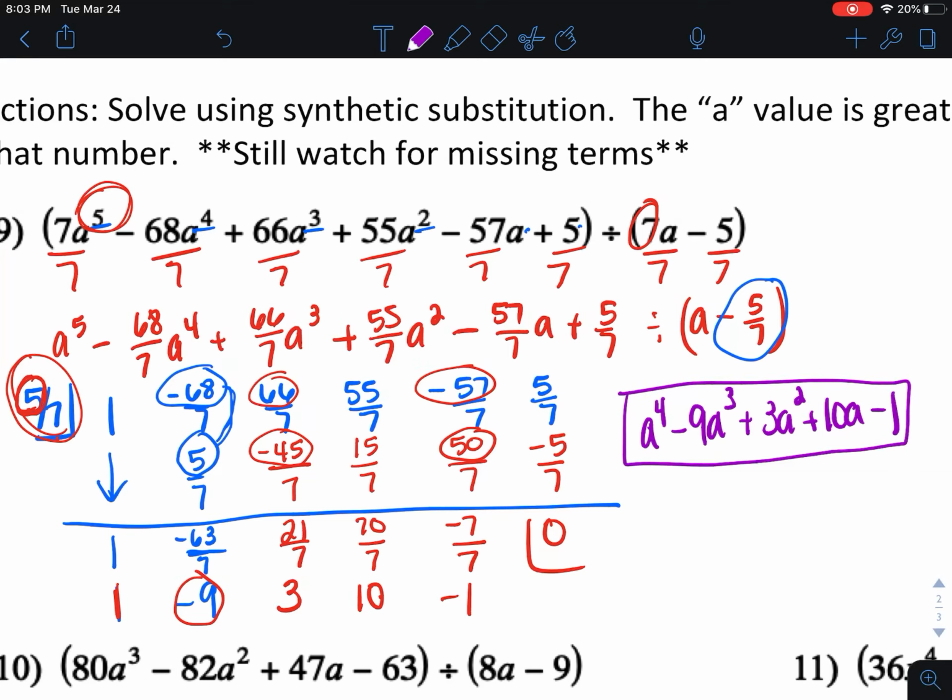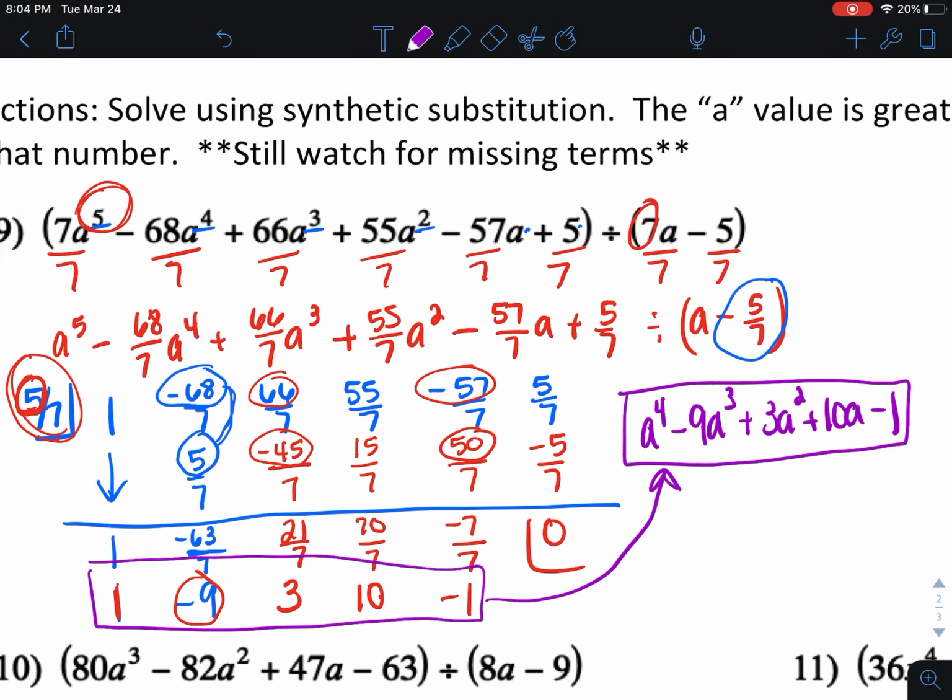Okay, and I got that answer from these numbers down here. All I did was put a variable with them and an exponent with them and wrote it in my answer. All right, that was a nice, clean, simple one. Yeah, we had fractions, but they're not overwhelming. You just have to deal with the tops of the fractions. All right, let's look at another one.